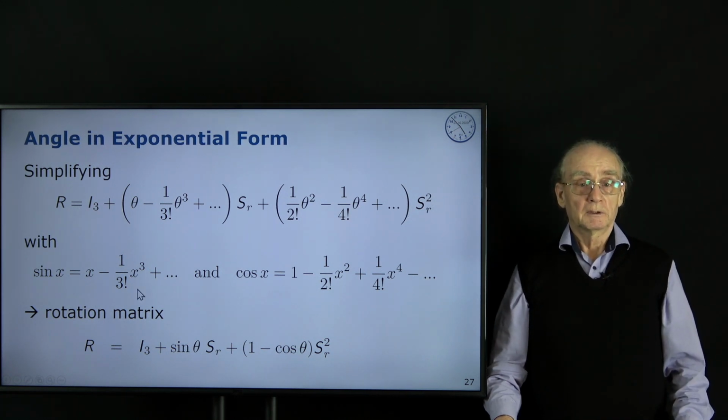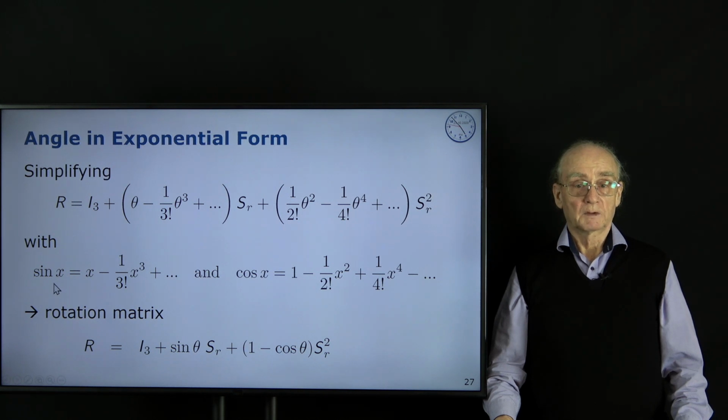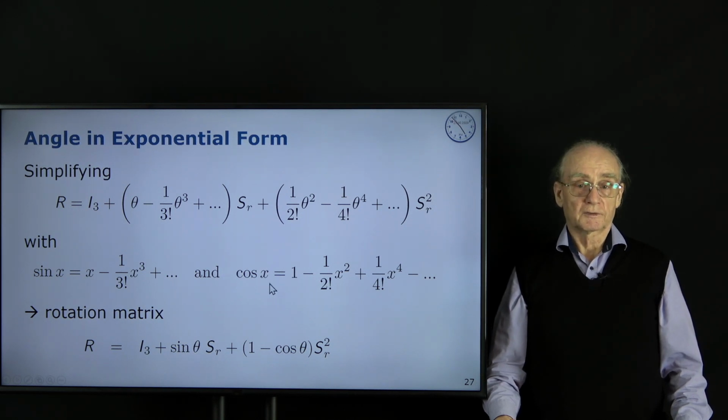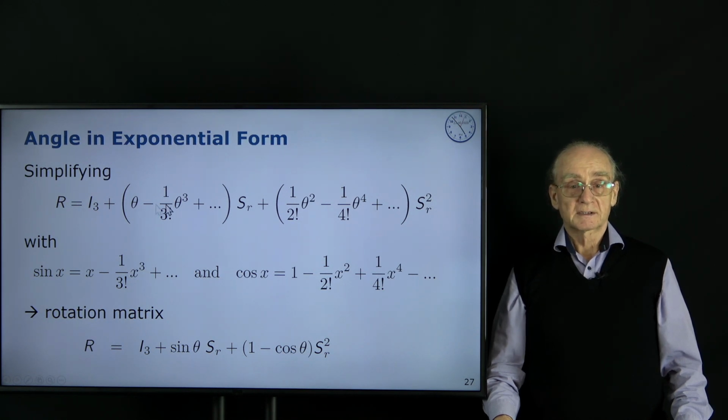And now we remember that this first series is identical to the sine of the argument. And this second part, except for the 1 and the minus sign, is identical to the cosine of the argument. That means actually what we achieve is that this rotation matrix is I plus sine of theta multiplied with SR. And here we have this series on the other side, 1 minus cosine theta multiplied with SR square.